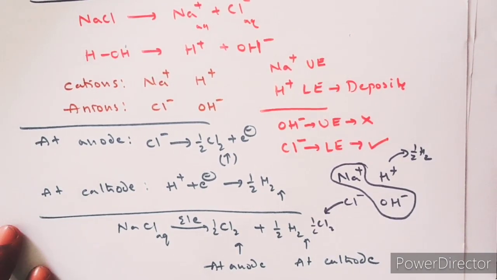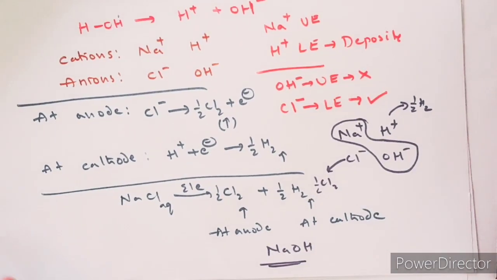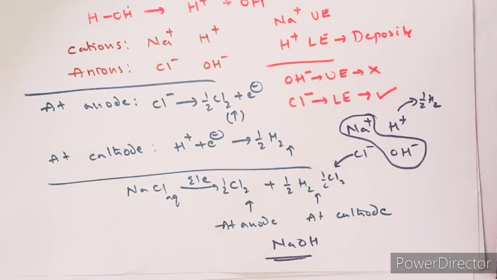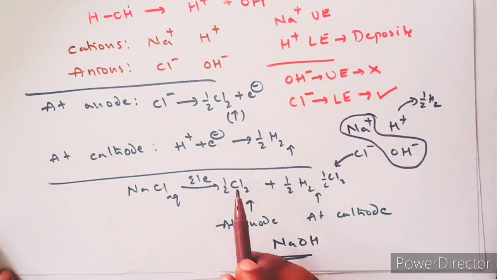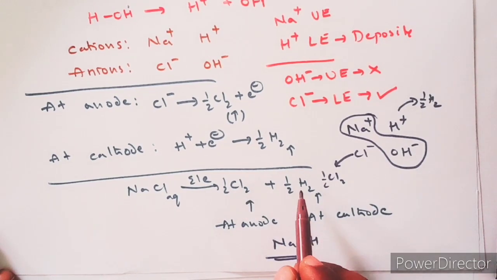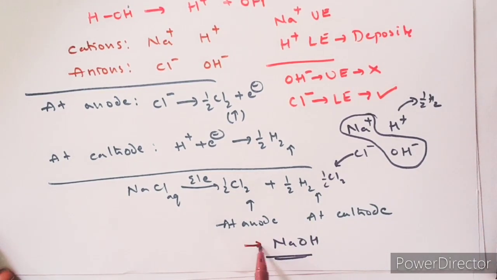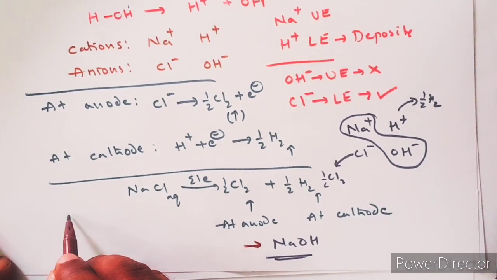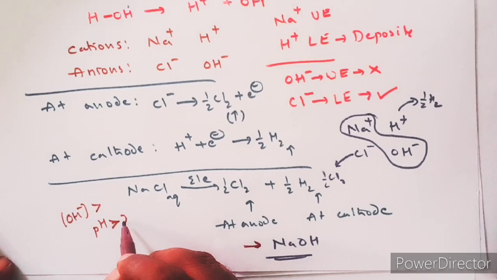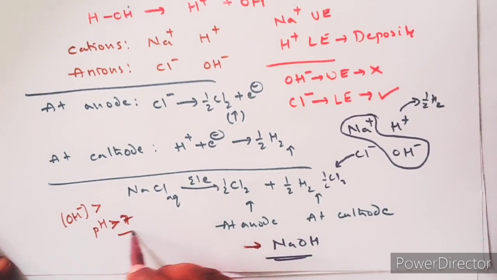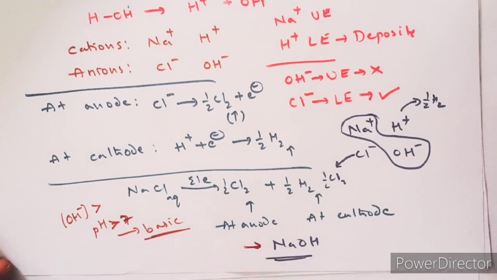Clear now? So from this, what can we conclude? These are the important things you must understand. At the anode electrode, chlorine gas is liberated. At the cathode electrode, hydrogen gas is liberated, and at the bottom, sodium hydroxide is formed. Since sodium hydroxide is formed, the hydroxide ion concentration will be greater, and the pH will be greater than 7. If the pH is greater than 7, the solution becomes basic or alkaline.